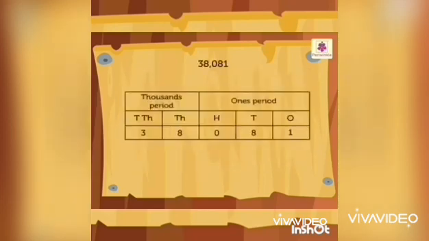Now let us consider another number. Here the number name is 38,081 because the number in the hundreds place is 0.